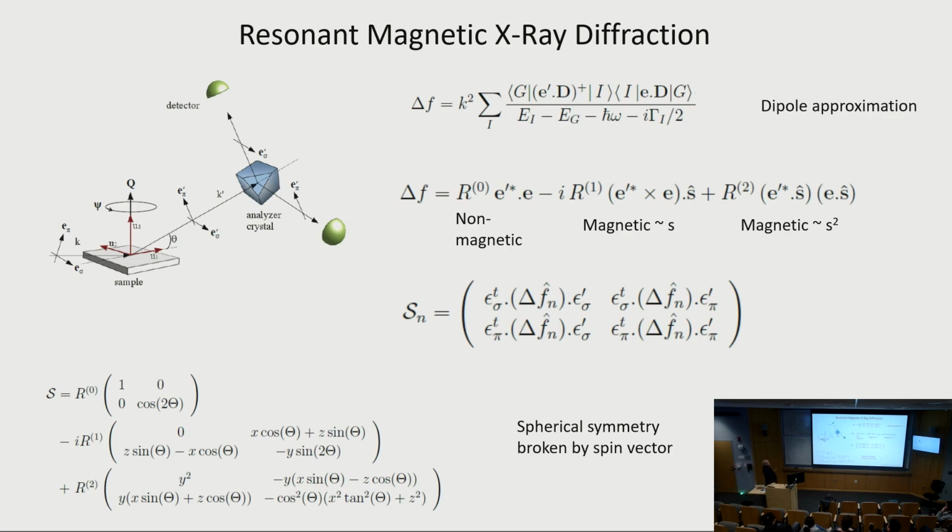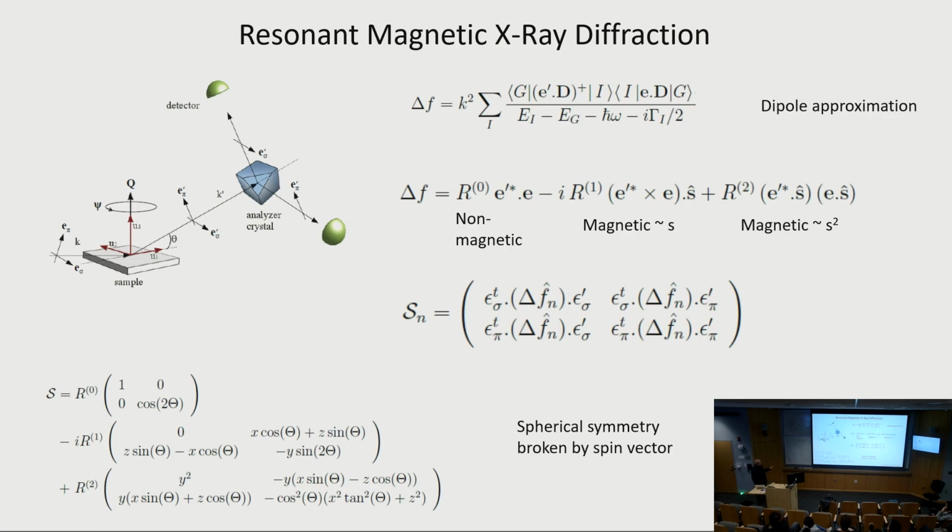Now, too many equations here, right? But I would like to make the following messages. So this term ΔF can be decomposed into three contributions. One of them is non-magnetic because it doesn't contain spin. And then there are two magnetic terms. One of them is proportional to S, the spin, one of them is proportional to S squared. And the important thing is that these terms depend on the polarization vectors ε* and ε for the incoming and outgoing light, right? So the idea is that if you measure the polarization of the incoming and outgoing light, you can distinguish non-magnetic terms from magnetic terms in this equation, right? So I can ensure that the signal I am looking at is magnetic and it's not coming from the electronic density within the sample.